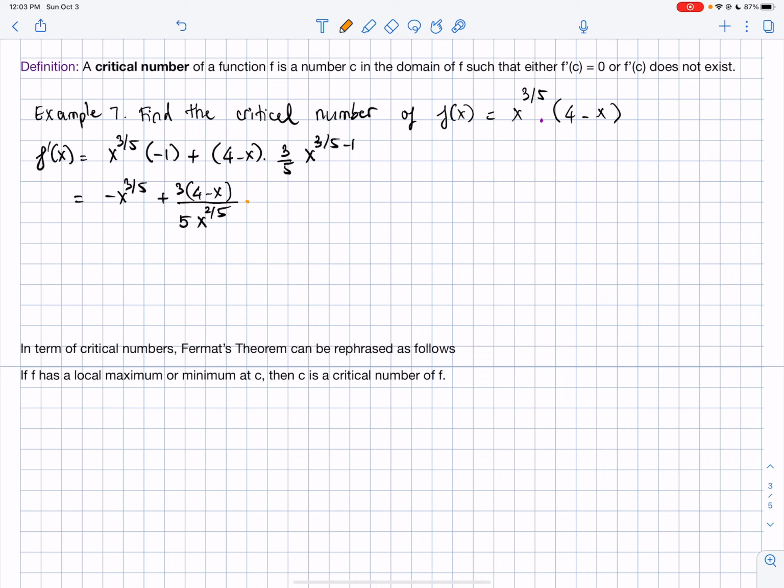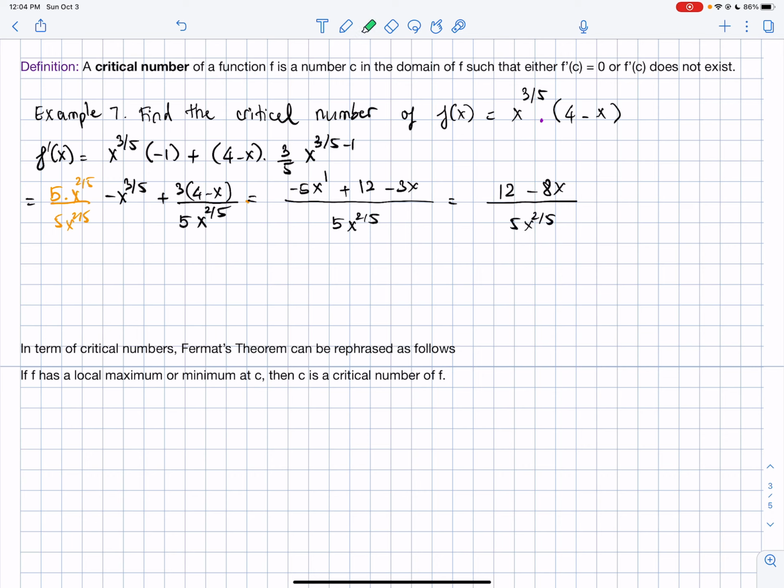We will multiply by the LCD. The LCD is 5 times x to the 2 over 5. So we want to combine this. Then we have 5 times -1, which is -5x. We add the exponents: 3 over 5 plus 3 over 5 is 5 over 5, so that gives us 1. Distribute for the second parenthesis, so we have 12 minus 3x. So we will have 12 minus 8x, divided by 5 times x to the 2 over 5.